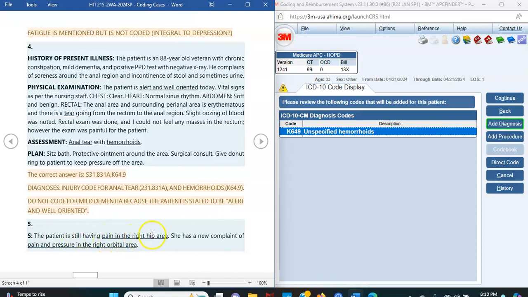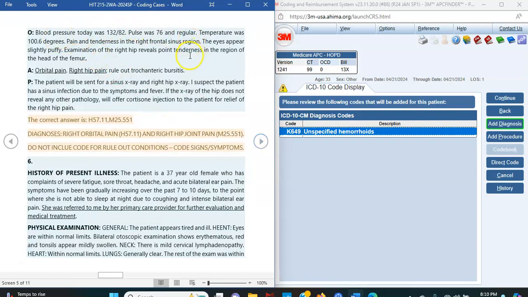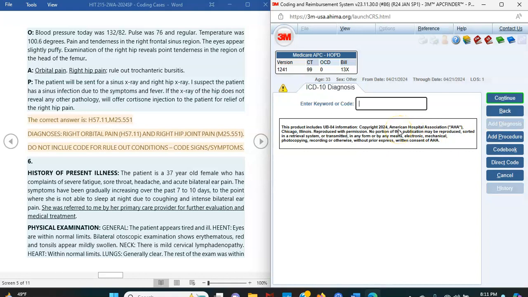So, subjective, the patient's having pain in the right hip area, has a new complaint of pain and pressure in the right orbital area. So there's some vital signs, pain and tenderness. And the assessment is pointing out the orbital pain and the right hip pain. And we have a rule out here, but we're not going to code that because for outpatient we don't code the rule outs. We code the signs and symptoms, and the sign or symptom would be the right hip pain here.